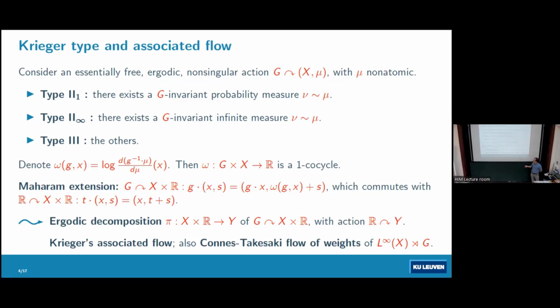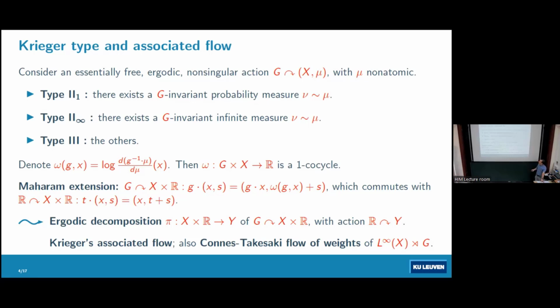It's due to Krieger. It's called Krieger's associated flow. And of course, people in modular theory will recognize this also as the Connes-Takesaki flow of weights of the crossed product. So it's exactly the same thing. Yeah, that's a straightforward thing to compute.